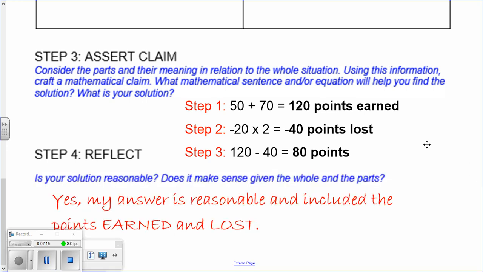And when you're working with word problems, the last thing you want to do is always check to make sure your answer is reasonable. Does your answer make sense? Well, yes, my answer makes sense because it included the points that they earned and it included the points that they lost. And I made sure that there was some subtraction in there to show that that is what happened.